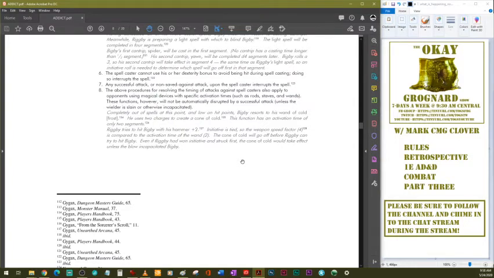Rigby tries to hit Bigby with his hammer, plus 2. Initiative is tied, so the weapon speed factor 4 is compared to the activation time of the wand, 2. The cone of cold will go off before Rigby can try to hit Bigby. Even if Rigby had 1 initiative and struck first, the cone of cold would take effect unless the blow incapacitated Bigby. So, for example, you've got a Vorpal sword, which cuts off someone's head. The wand of cold, for example, here is not going to continue to function just because you got it started.